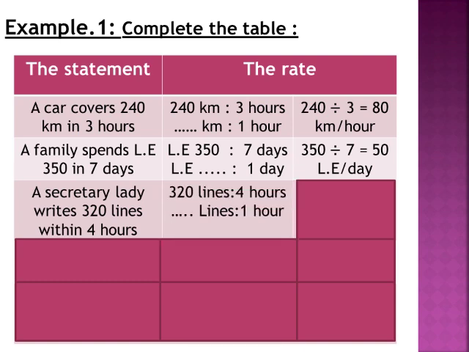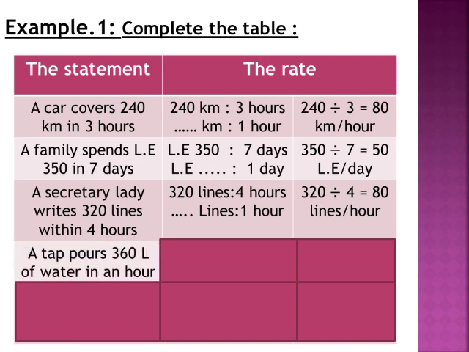Another example. A secretary writes 320 lines within 4 hours. That means 320 lines to 4 hours. How many lines in 1 hour? We divide. 320 divided by 4 equals 80 lines per hour.